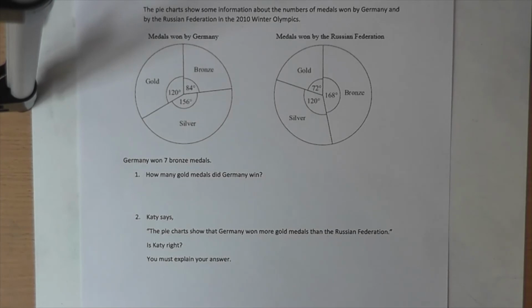Final thing with pie charts: they can actually be quite tricky to read if we are not very, very careful about what information they are showing us and what information they're not. The pie charts show some information about the numbers of medals won by Germany and by the Russian Federation in the 2010 Winter Olympics. We've got two pie charts, medals won by Germany and medals won by the Russian Federation. This is an actual past paper question, by the way.